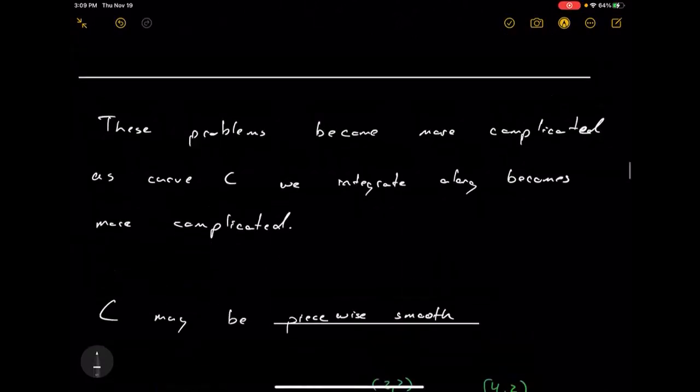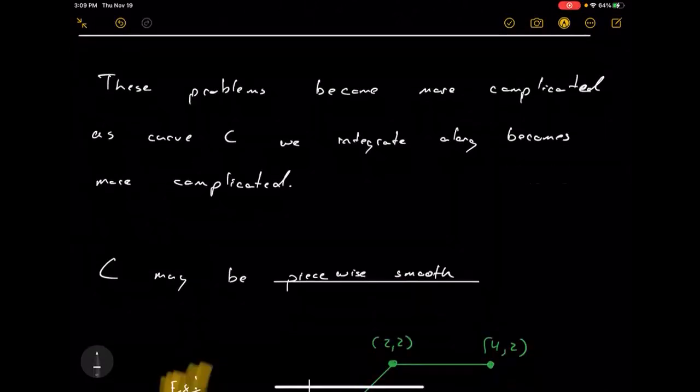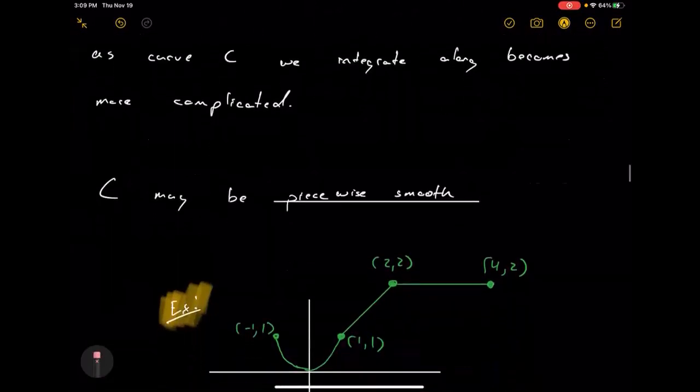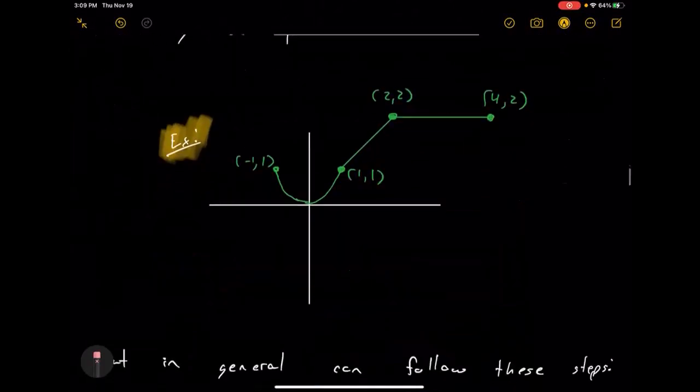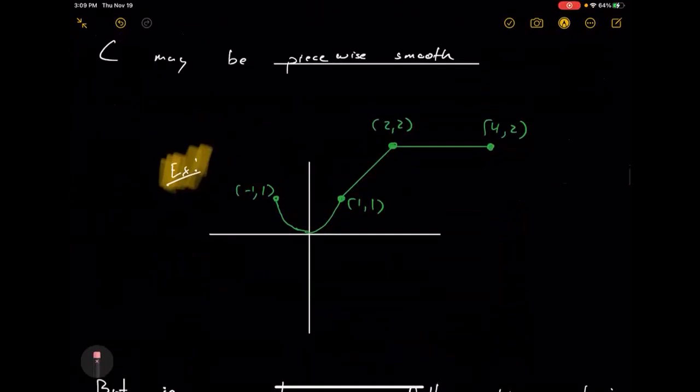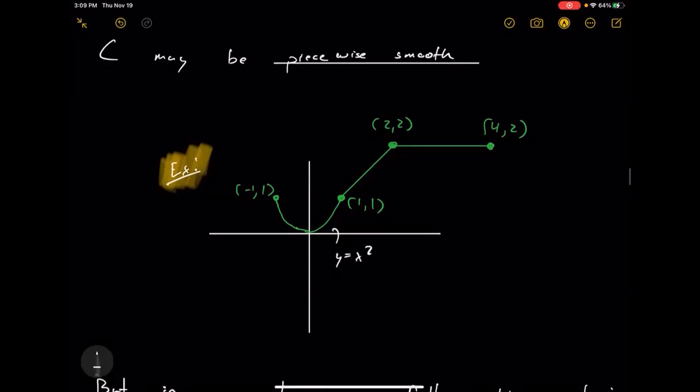Okay, so these problems become more complicated the more complicated our curve C becomes. All right, so in particular, C might be what we call a piecewise smooth curve, meaning it's made up of a bunch of pieces of functions. Okay, so for example, this green curve here. Well, let's say this is the curve y equals x squared when x is between -1 and 1.